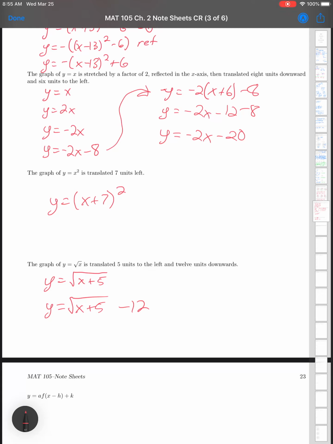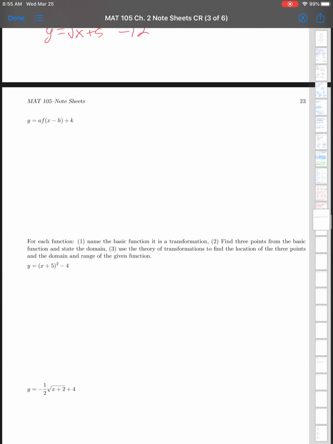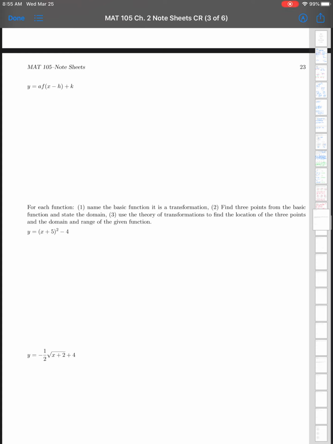Okay, so that's how you could write the equation given the transformations. So if you knew what the basic function was and you knew what the transformations were, you could write the equation using that. What we'd also like to be able to do is see what these transformations do to the ordered pairs of an equation. How does it change what an equation is? So what we want to do is practice this idea of changing ordered pairs.